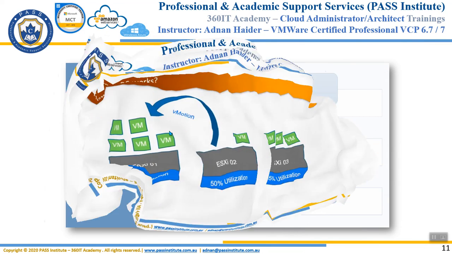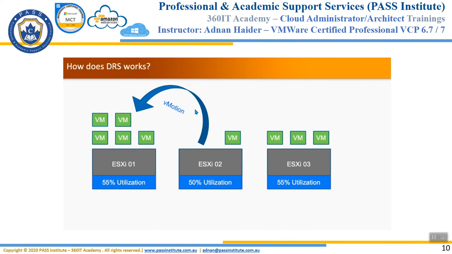You must have vCenter, number one. You have vMotion enabled in this network, and for vMotion you can look at the previous video, but you must have vMotion in that network. You also have vCenter, and then you can enable DRS.